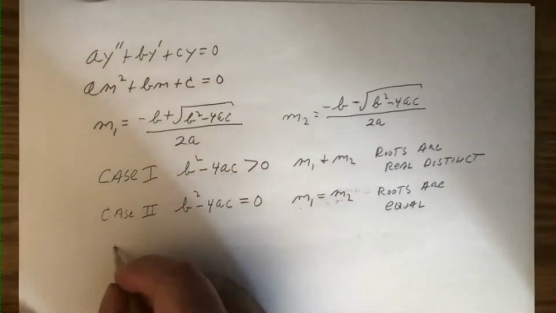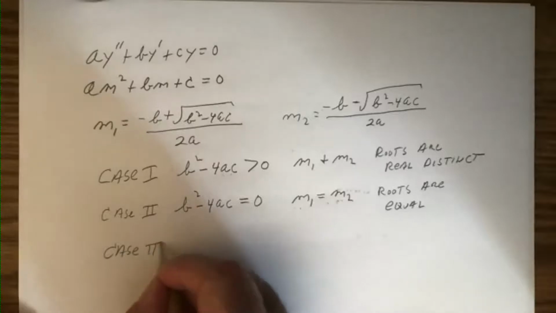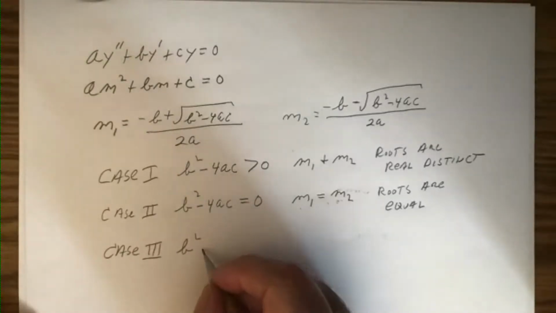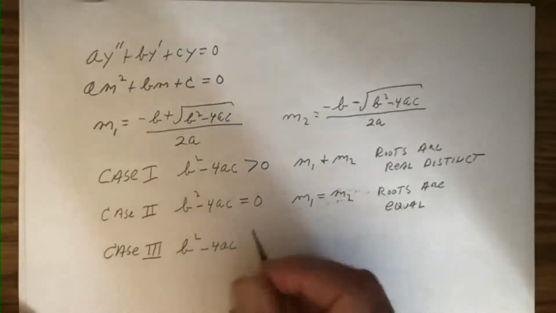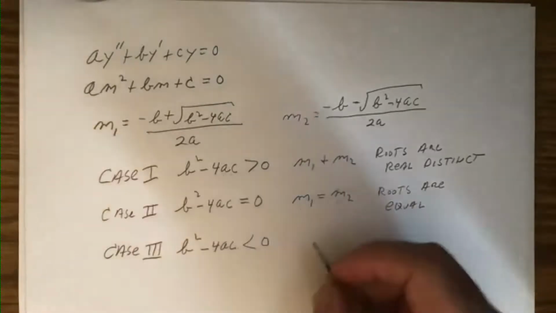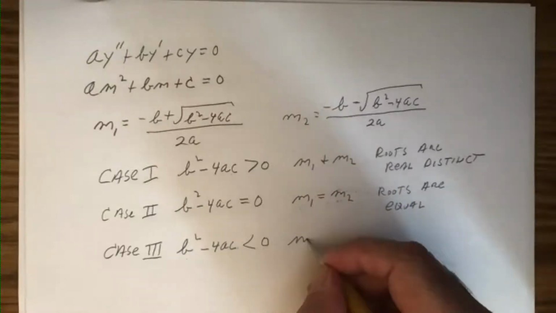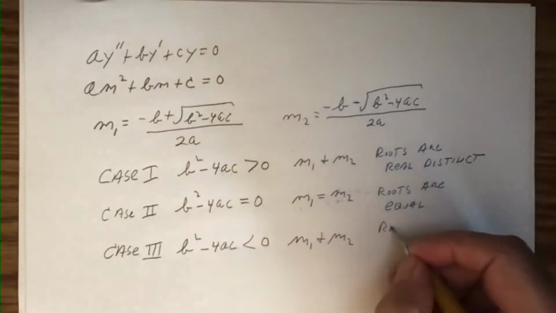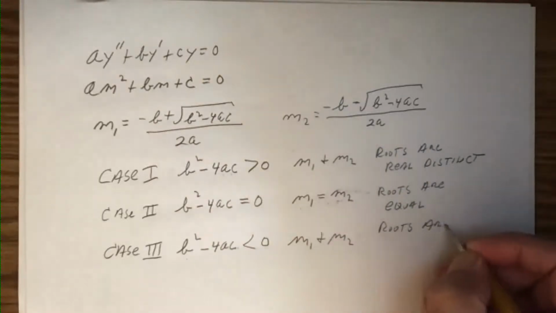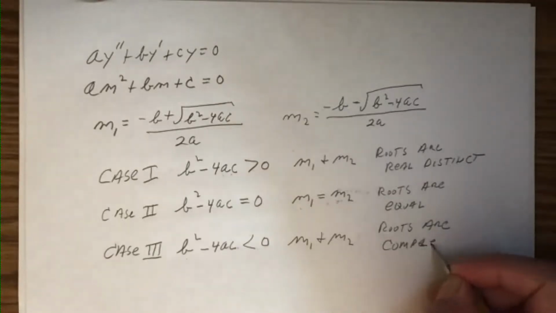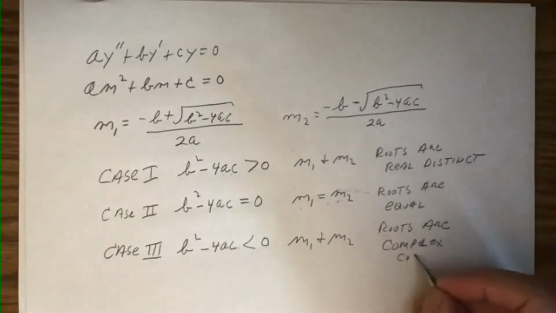All right. And then finally, case 3 is when this is less than 0. Excuse me, when this is less than 0, then the roots m1 and m2 are going to be complex conjugates. The roots are complex conjugates. Okay.